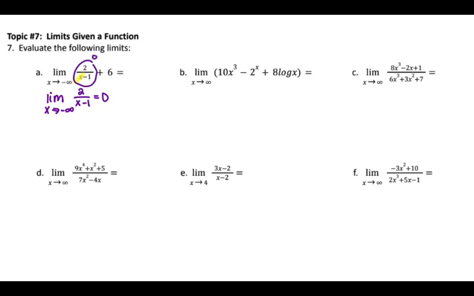Since my dominant term's on the bottom, and 0 plus 6 is 6. So the limit for that entire thing is going to be 6.